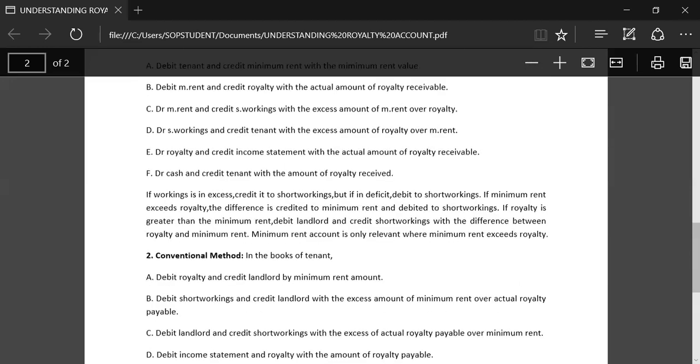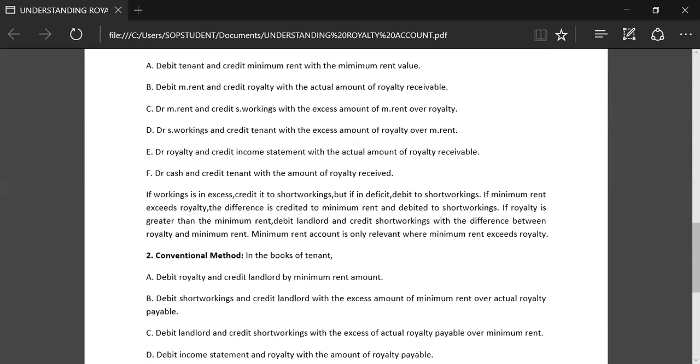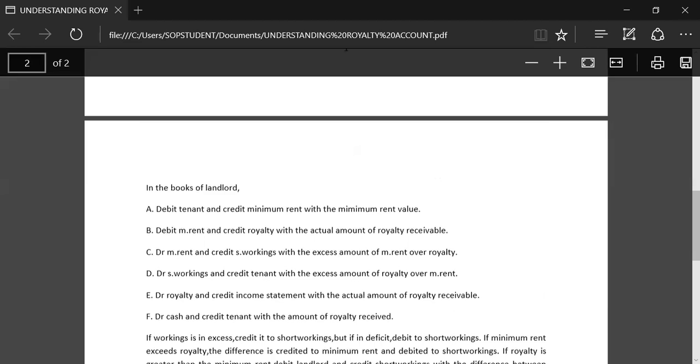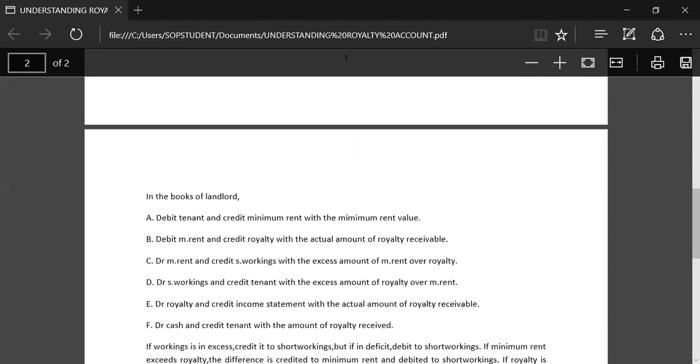But whichever method is implemented or employed to account for royalties shows the same figure at the end of the day. This brings us to the end of the presentation on royalty. Thank you.